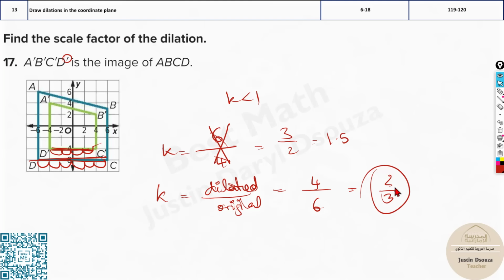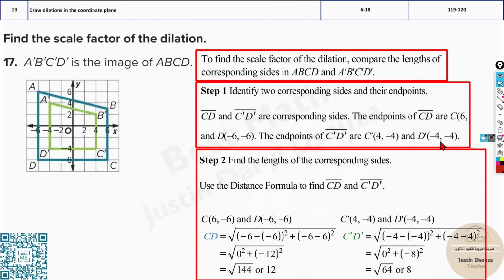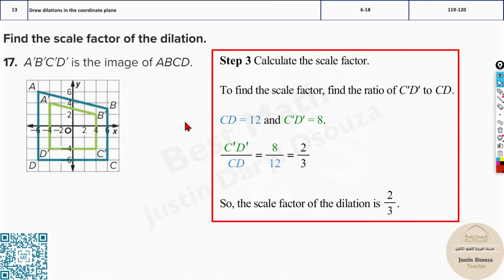Okay, and it should be less than 1. Yes, 2/3 means 0.66. You can see the final answer. K value is 2/3. You don't need to do all these steps. You can directly do it in shortcut, looking just at any two lines. Because over here, this is the multiple choice part. You will have the options. You just have to select the correct answer.